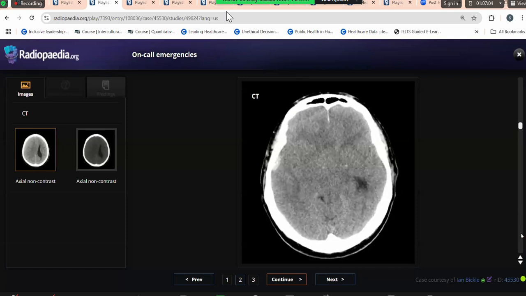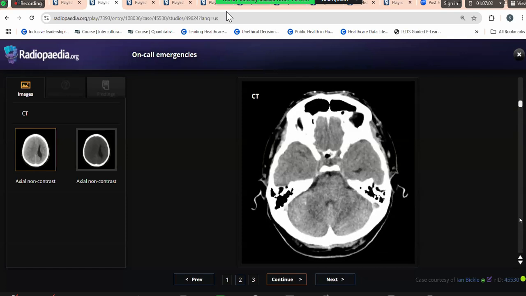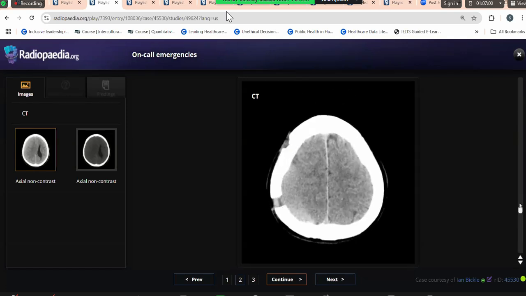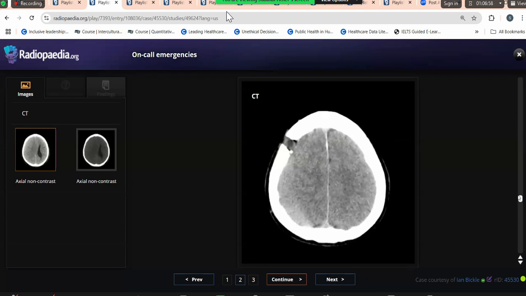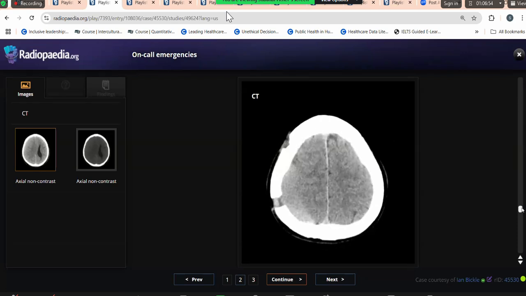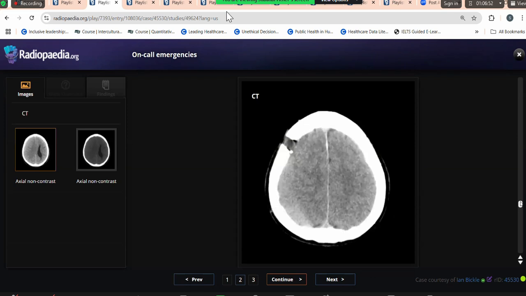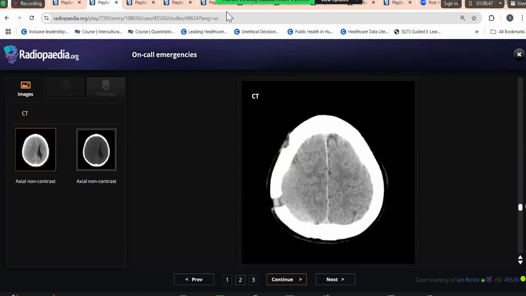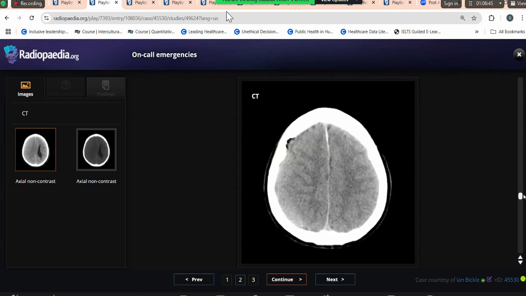So I'll be scrolling from top to the bottom. The first striking abnormality I could appreciate is an isodense area in the right high parietal region. I can also appreciate two burr holes. Maybe the patient has some history of surgery for that.